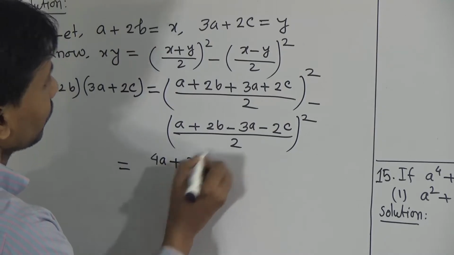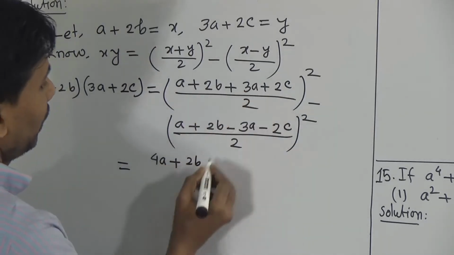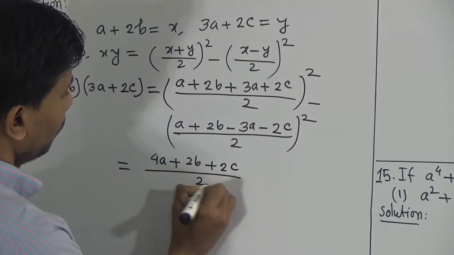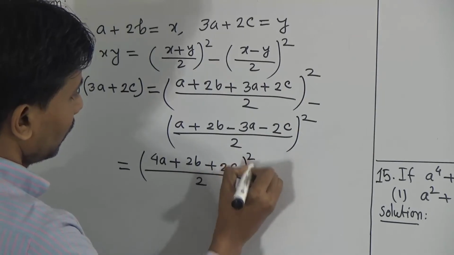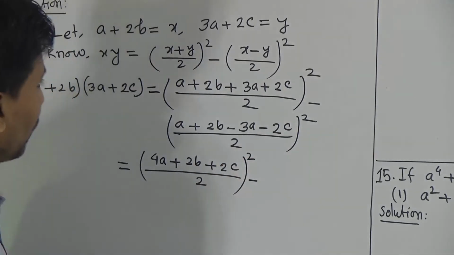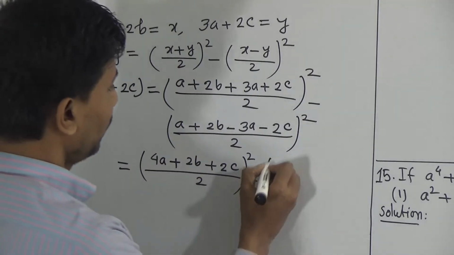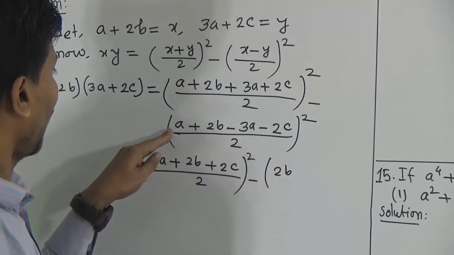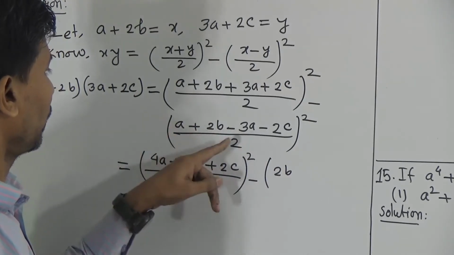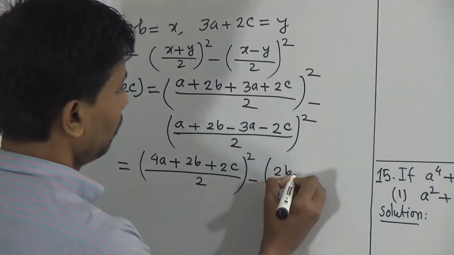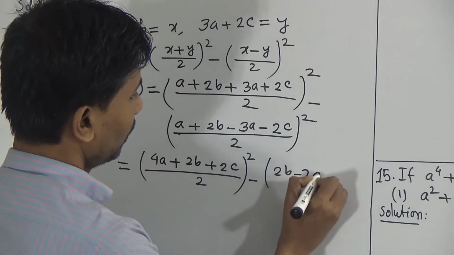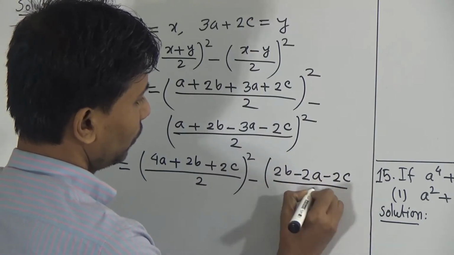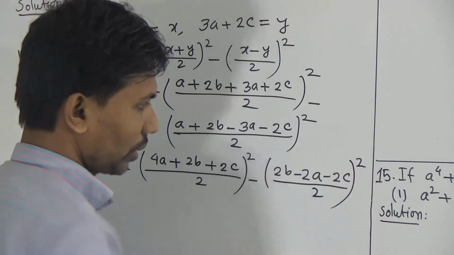Then 2b plus 2c by 2 whole square, minus what? Look, here is only 2b, so right here 2b minus 3a, and here is plus a. So if we subtract, then you get minus 2a, and here is minus 2c, divided by 2 whole square.